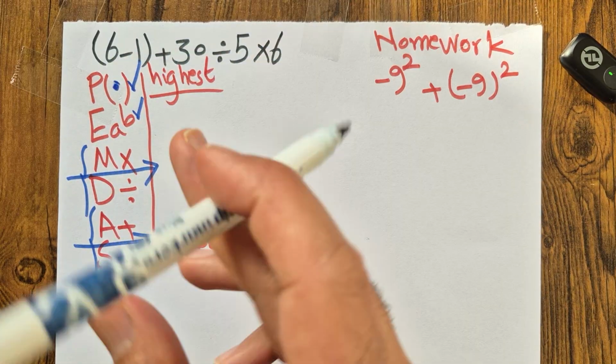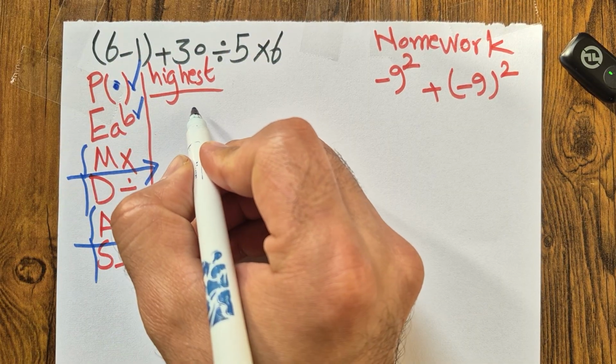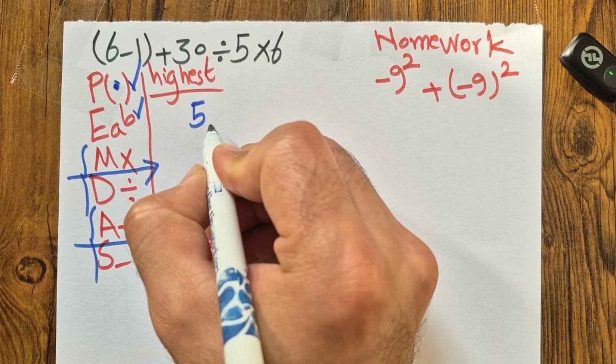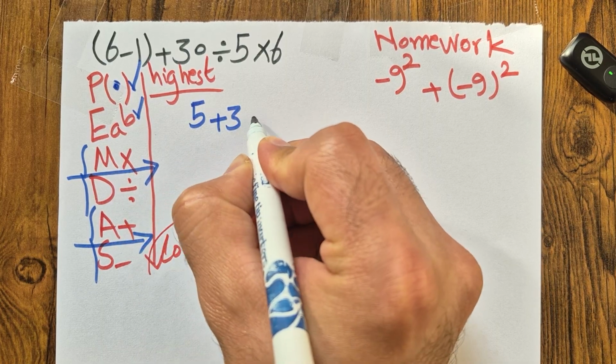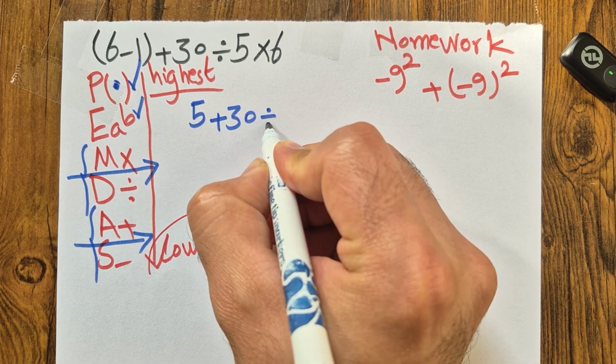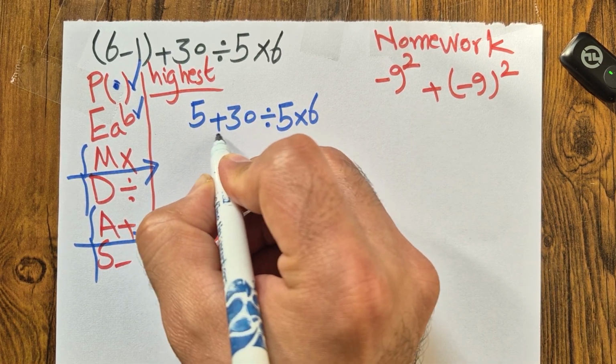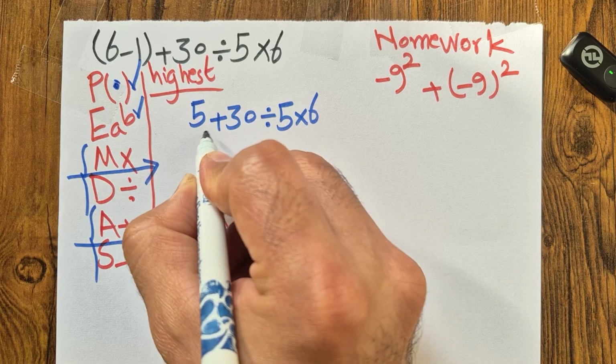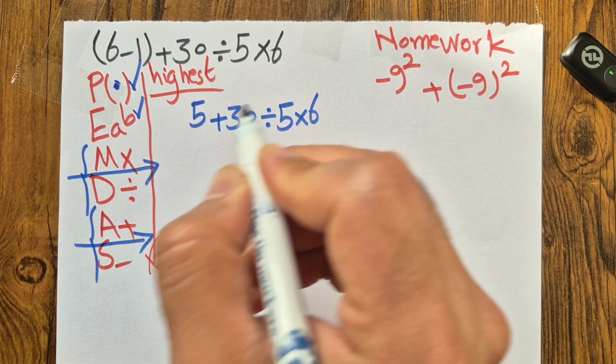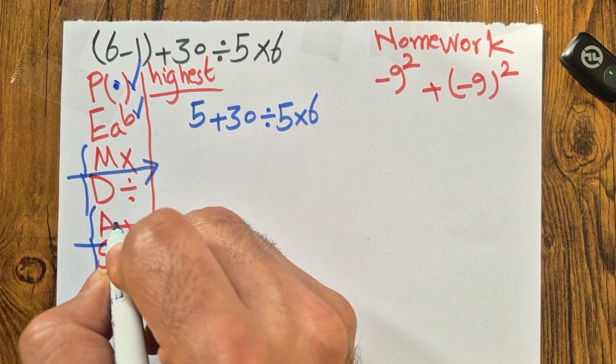Do the parentheses. So inside the parentheses, 6 minus 1 gives us 5. And then 5 plus 30 divided by 5 times 6. You can't do addition here. Some people think because it is the first operation. No, you can't always go from left to right.